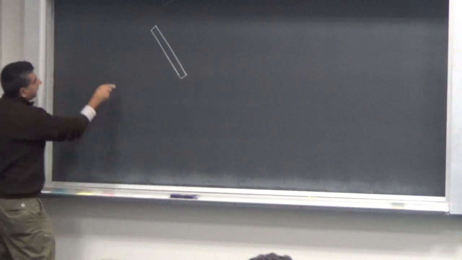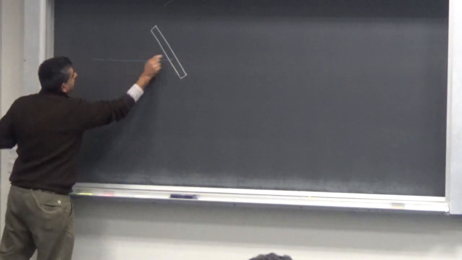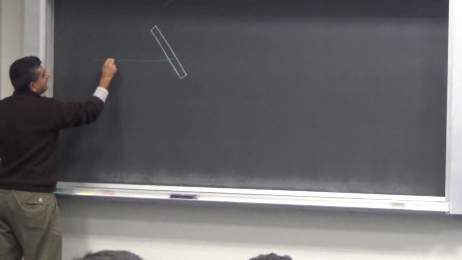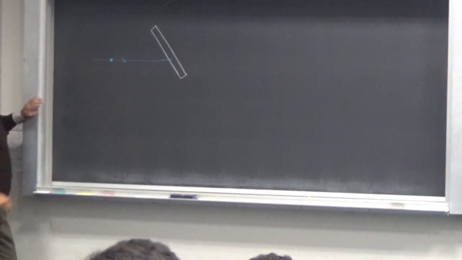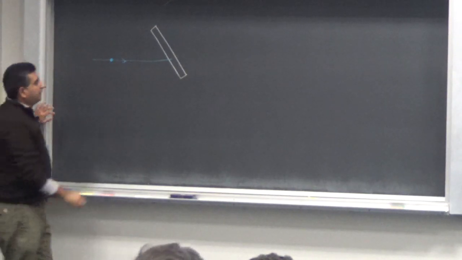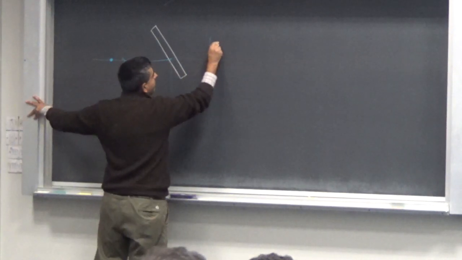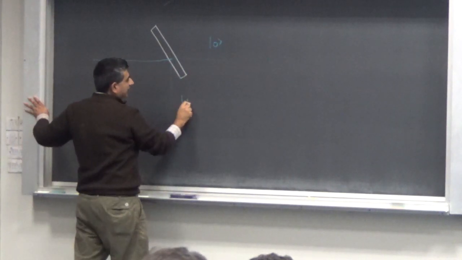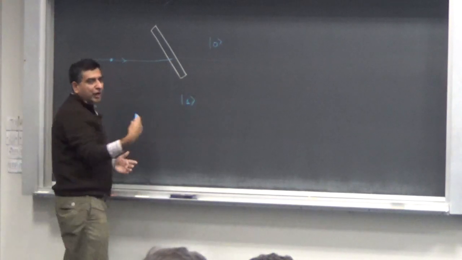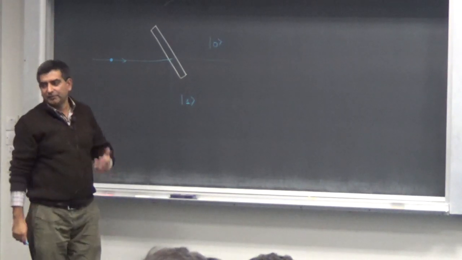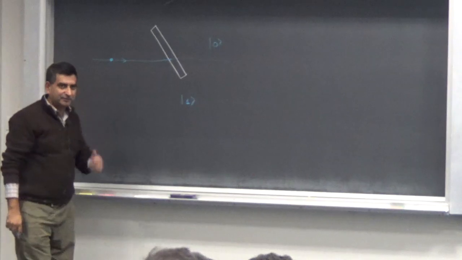And a photon, a single photon comes in. And I have two possible paths. One path is ket 0. The other path is ket 1. These are the two output states. And this is one photon coming in.